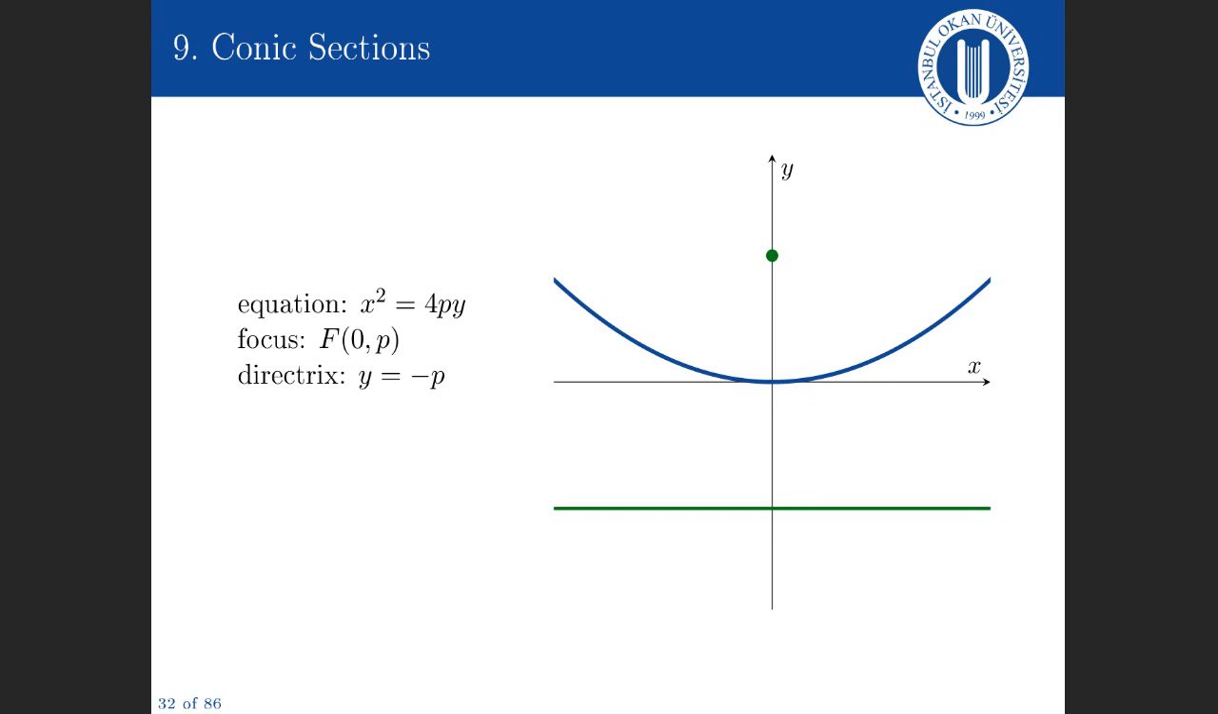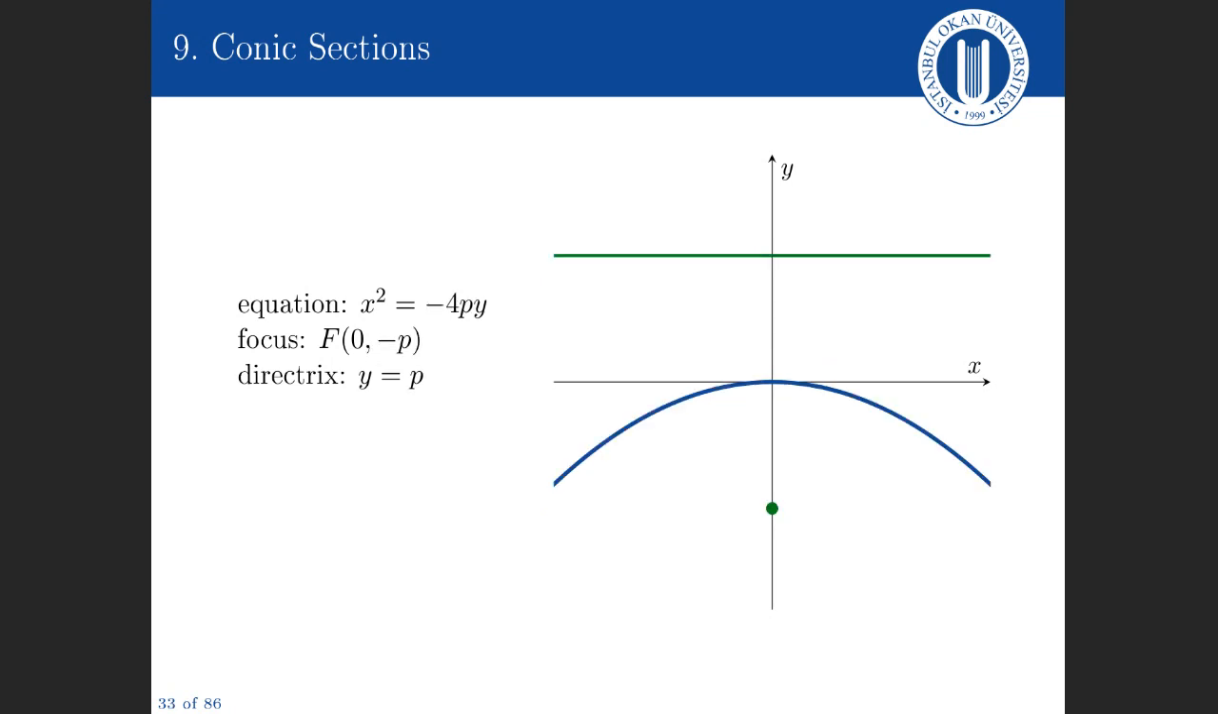What does p mean? p means it's the distance from the focus to the parabola at its closest point. Now, we don't have to use this parabola. We might have a parabola which instead goes downwards. Take everything on the previous slide and multiply it by minus 1. x squared is equal to minus 4py. Focus is now at (0, minus p), and the directrix is y is equal to p.